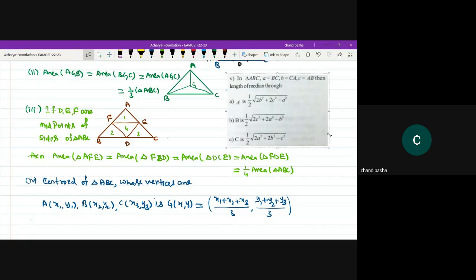Already we are aware of these points. Once, we are just revising all the points. That's it.